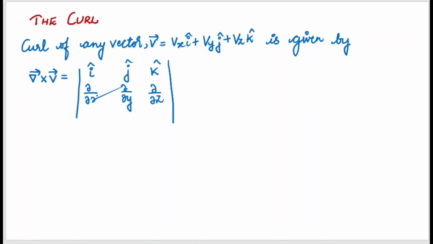Now it is ∂/∂x, below that you will get Vx, here you will get Vy, here you will get Vz, right? Yes, this is the way to define the curl of a vector. Curl of a vector is defined in terms of a determinant form. It is i cap, j cap, k cap; ∂/∂x, ∂/∂y, ∂/∂z below the k cap, and below i cap we have Vx, Vy, and Vz. This is the way to define it.